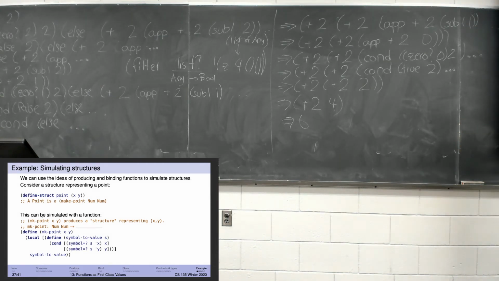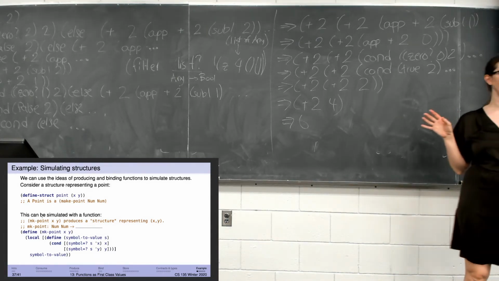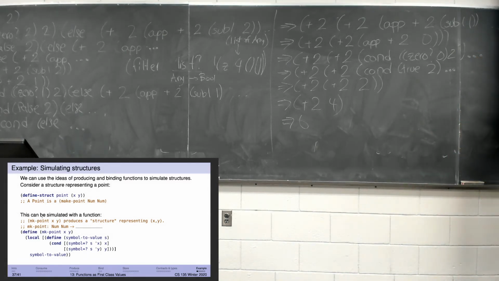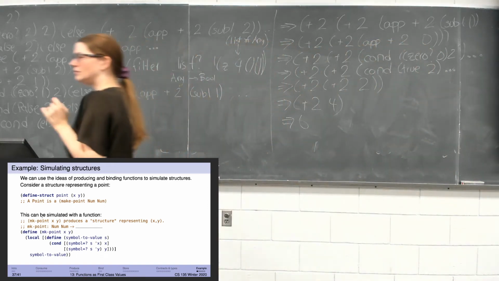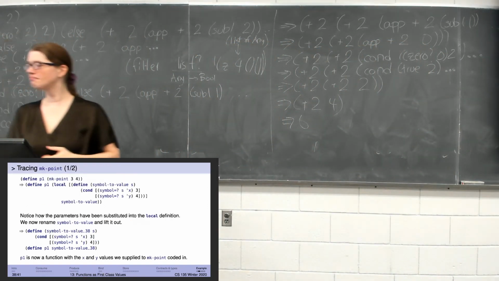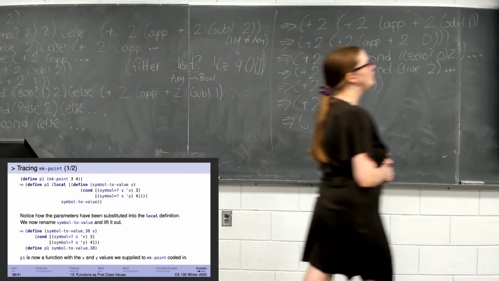Then inside of make-point, we have a local, and what this local does is it contains the definition of a function called symbol-to-value. symbol-to-value consumes a single argument s, and that's a symbol. If the symbol is x, we produce the x value. If the symbol is y, we produce the y value. And then the expression body of the local is actually just the function. What is this doing? Okay, let's take a close look at what it's doing.